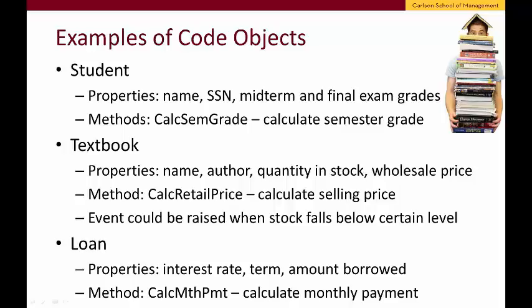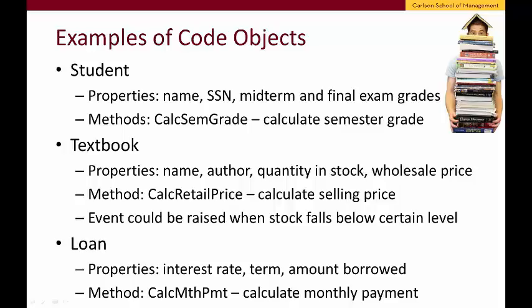A textbook object would have a name or title, author, quantity in stock, and wholesale price. A method to calculate retail price could be set up to calculate retail prices based on the wholesale price and other parameters such as markup that may be specific to a certain location. An event could be raised when inventory falls below a certain level, and the event handler would then presumably be programmed to place an order with the supplier or publisher.